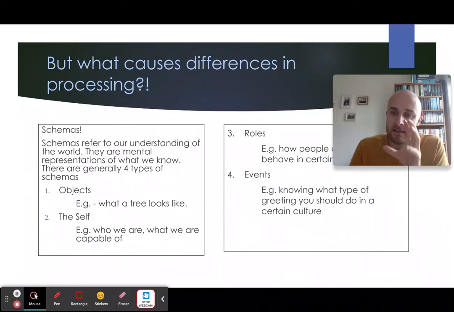So schemas. Now, I've mentioned this word a couple of times, right? Schemas, how do I put this? They influence your processing. That's, again, a good thing to note down. They're mental representations of what we know. I always think of them as like a cardboard box.